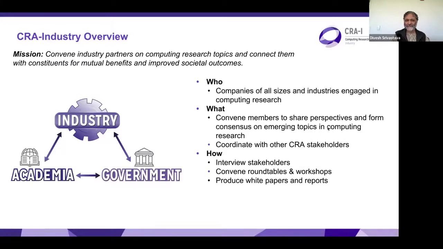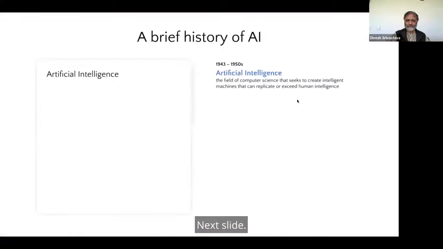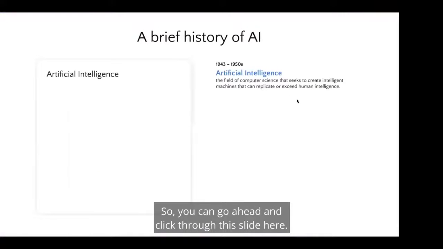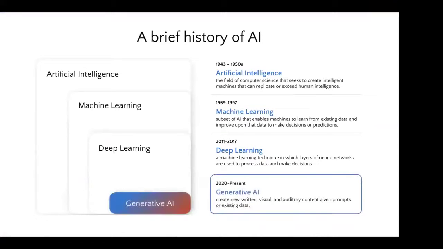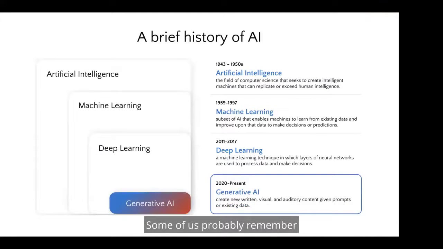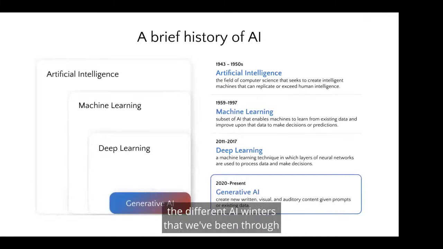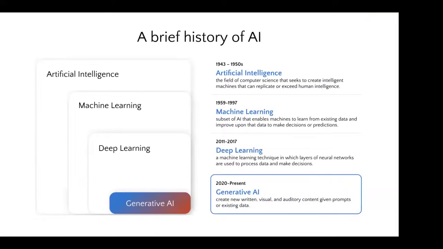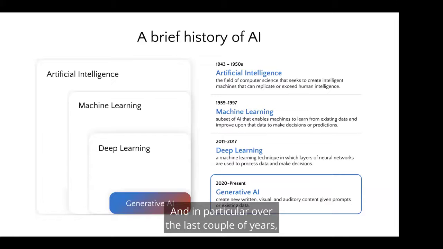All right, thank you, Devesh. Next slide. So just a little bit of background. Artificial intelligence, or AI, has been around for decades. Some of us probably remember the different AI winters that we've been through as interest and funding into AI has gone up and down. The field has evolved considerably over the last several decades, and in particular over the last couple of years, we're going to focus on an area called generative AI.